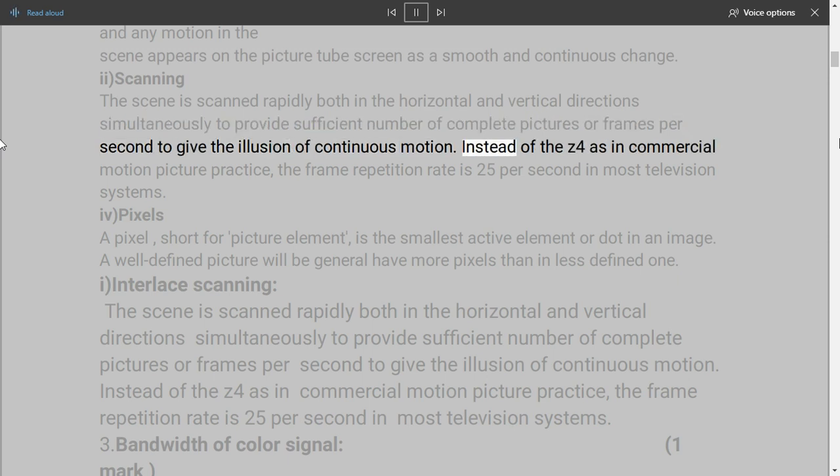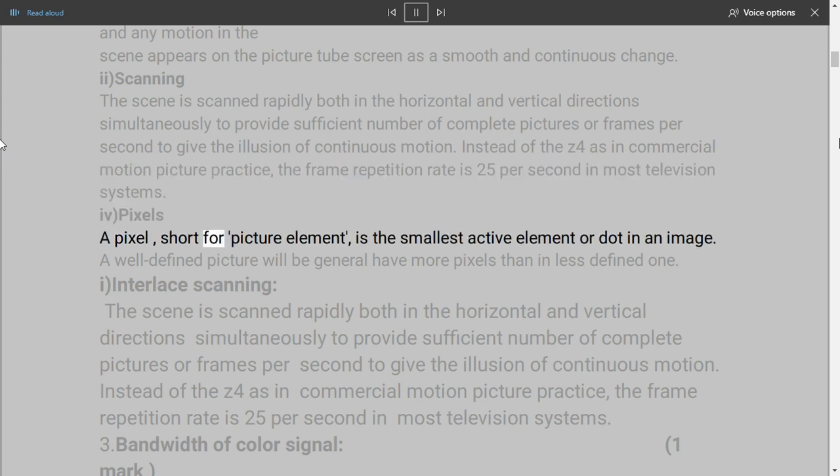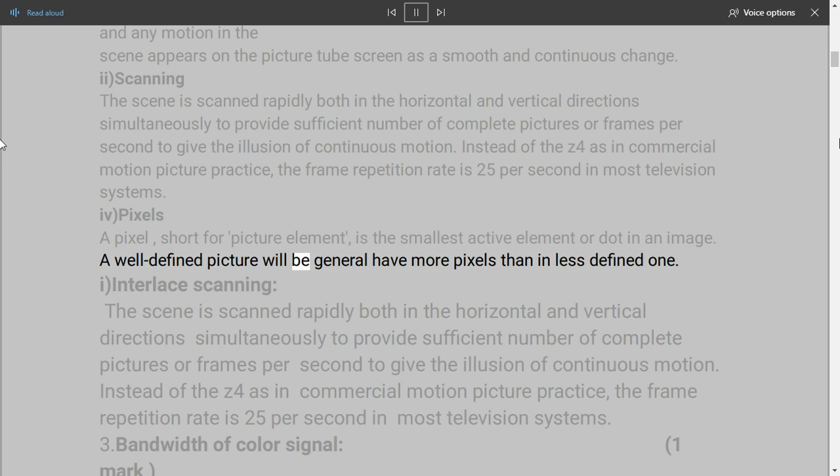Instead of 24 as in commercial motion picture practice, the frame repetition rate is 25 per second in most television systems. 4. Pixels. A pixel, short for picture element, is the smallest active element, or dot, in an image. A well-defined picture will in general have more pixels than a less defined one.